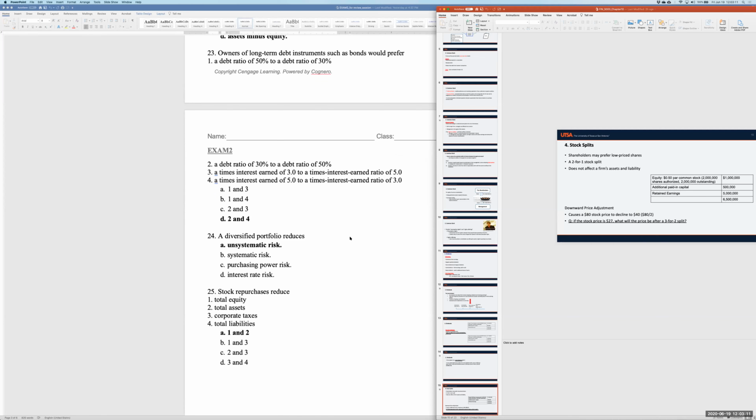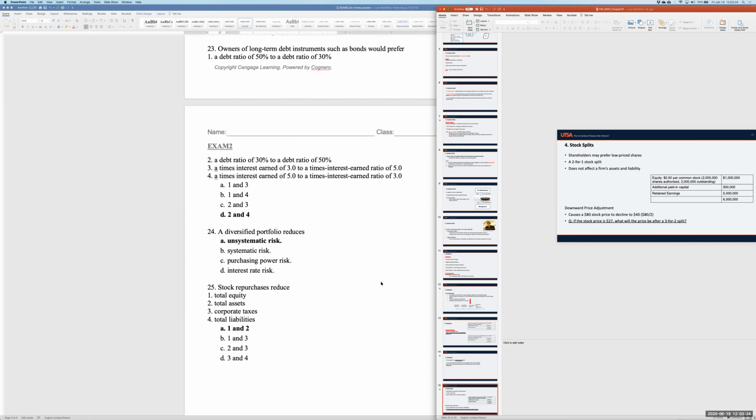2, a debt ratio 30 to a debt ratio of 50, exactly. Lower the debt ratio, meaning the minimum default risk the company has. So definitely I choose 2. 3, a times interest earned 3 to times interest earned 5. Why would I prefer lower? I prefer high interest, right? Because I'm the owner of the bond. The company pays the interest. Why should I go 3%? I want 4%. So it's definitely 4. The answer key is D.